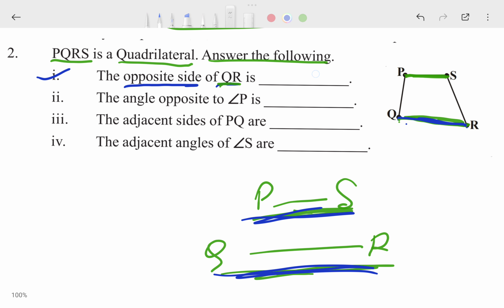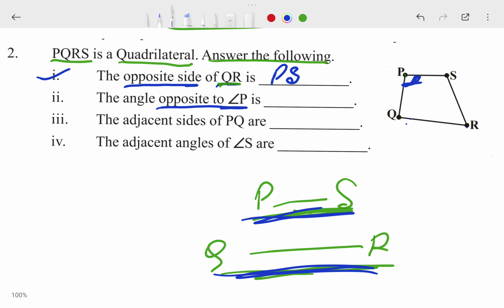Okay, I'm really sorry. I will write it again. PS is the opposite of that one. Okay, is it clear? Now let's talk about the other one. The angle opposite of the P. Where is the angle P? This is the angle P now. What is opposite to the angle P?